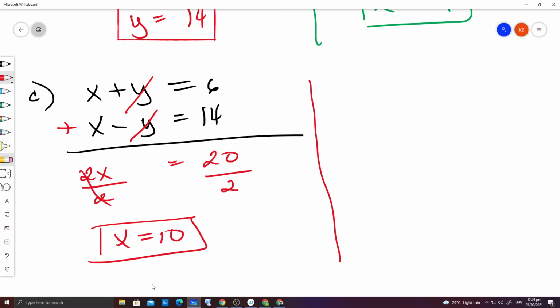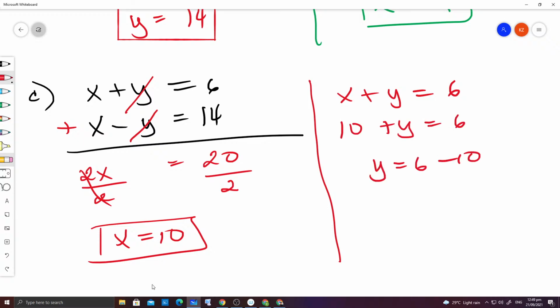And then I will choose equation 1. x plus y equals 6. x is 10, plus y equals 6. We have y equals 6 minus 10, negative 4. To check, 10 plus negative 4 is 6. And 10 minus negative 4 will become plus. So 10 plus 4 is 14.